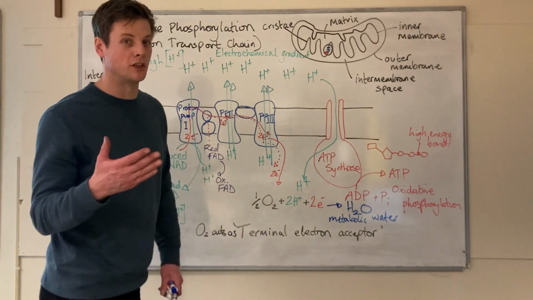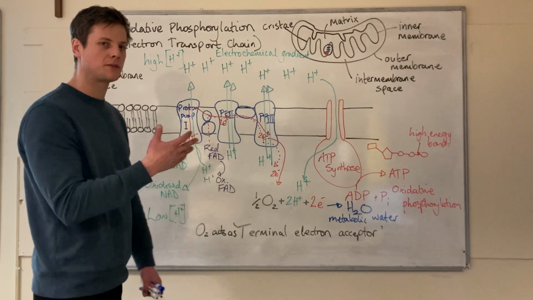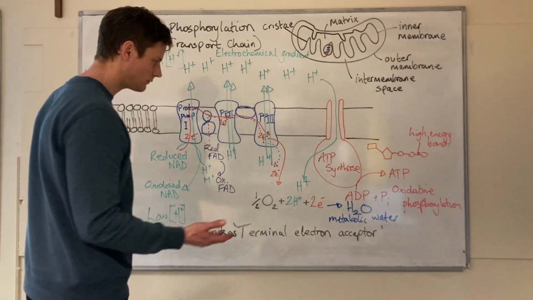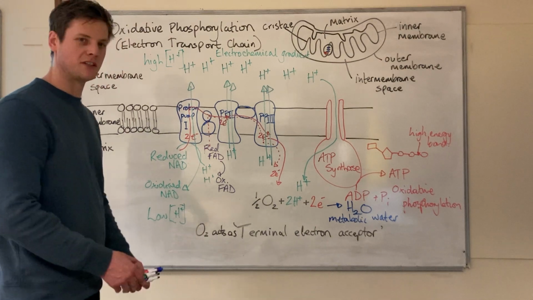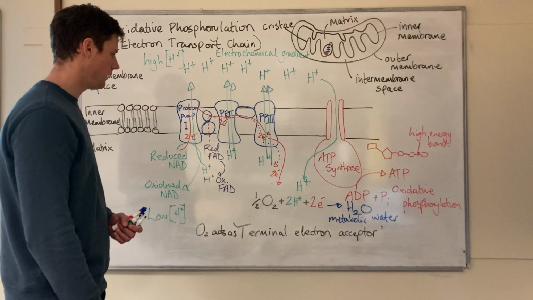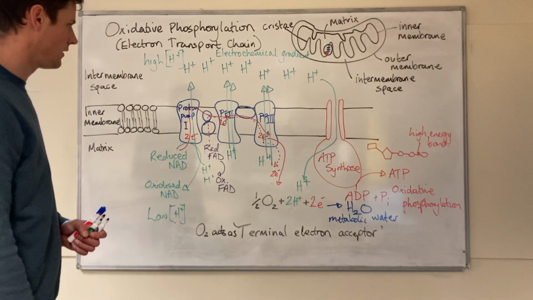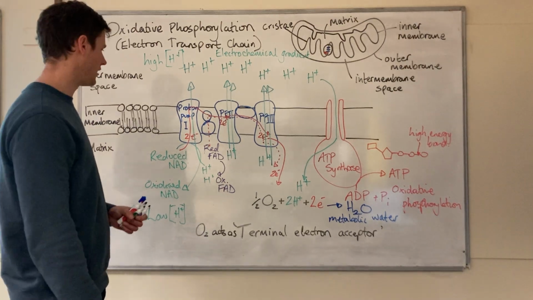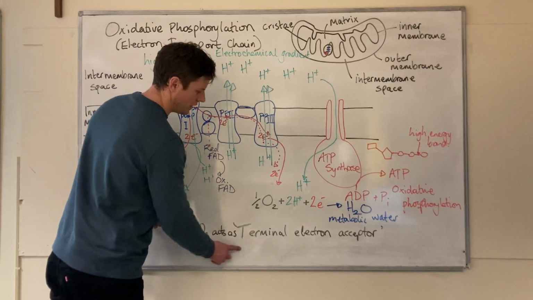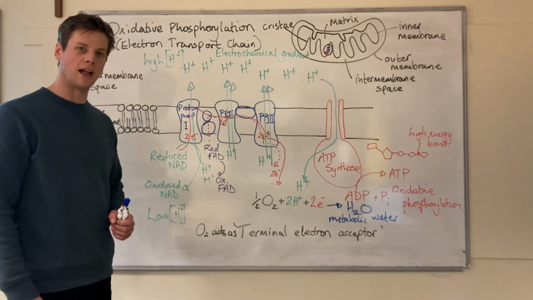An exam question may give you the value, and you would be expected to calculate the amount of ATP that could be produced, but it's just a case of adding things up, really. Okay, right, that's everything on oxidative phosphorylation. I will do one more video on anaerobic respiration, when oxygen is not available to act as that terminal electron acceptor.